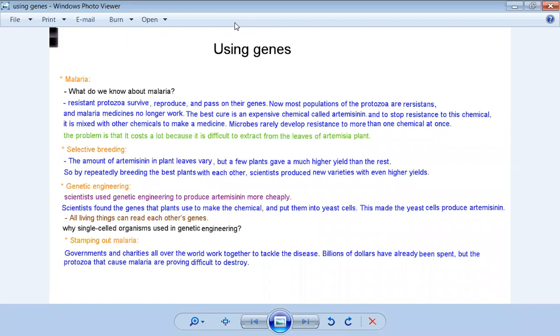Today we will study using genes. How can scientists use genes in science to save some lives, to change something, to produce something? Okay, so we will start with malaria disease. We will study today how we can use genes to cure some diseases that have resistance against medicines.